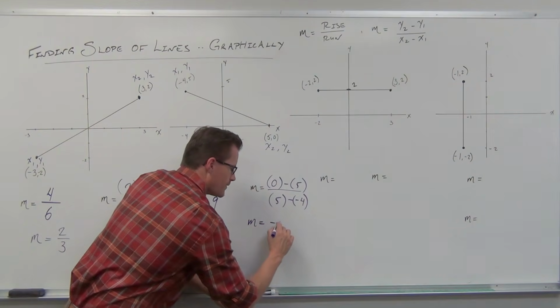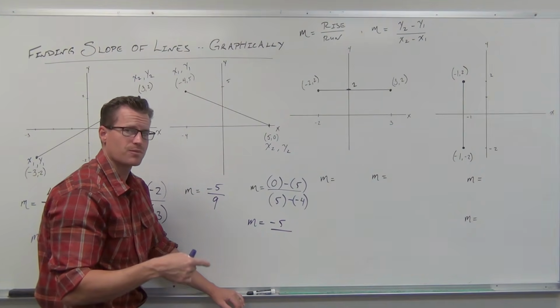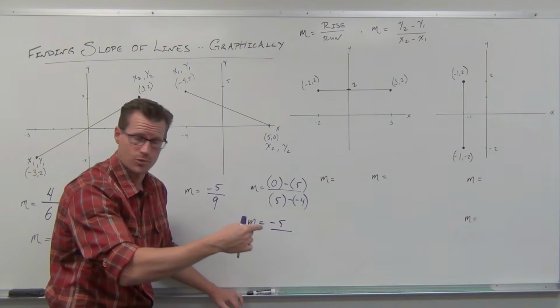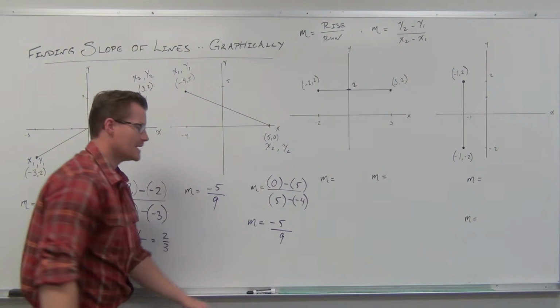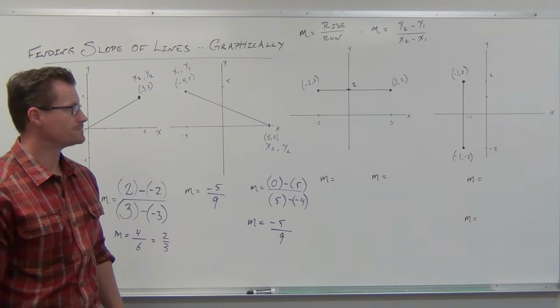So 0 minus 5, hey, that's negative 5. 5 minus negative 4, same thing as saying 5 plus 4. You're going to get a lot of minus negatives in this formula. We get identically the same slope. It can't be otherwise. That's kind of cool.